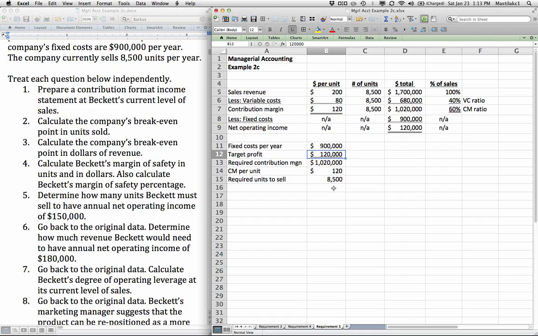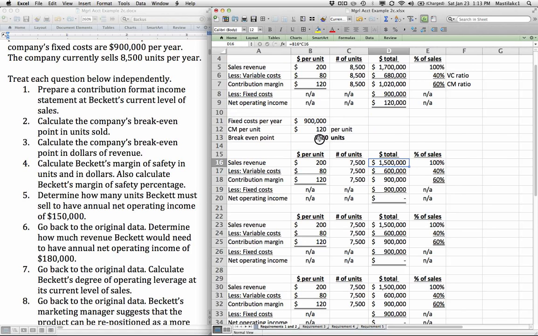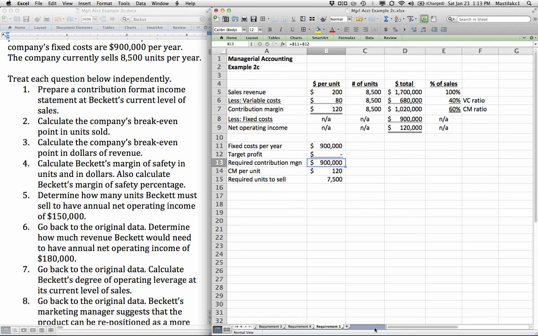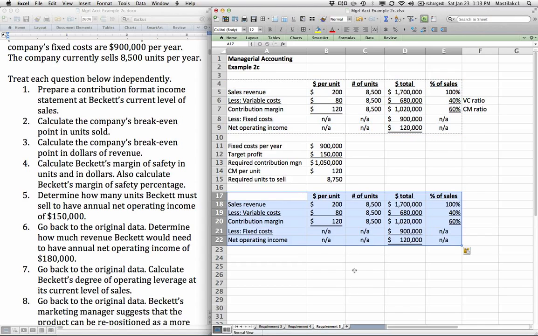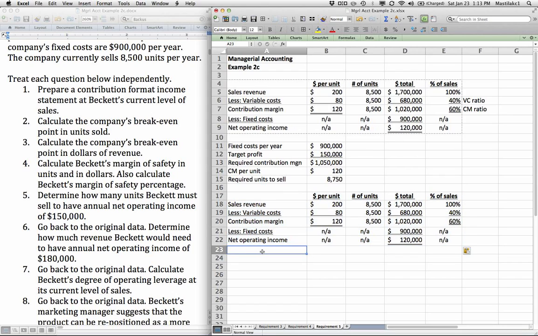We can also confirm our break even. What if we put in a target profit of 0? We get back to our 7,500 units, which is our break even point that we found before. So this works very nicely to help us target any particular level of profit. And we can use the same approaches that we used before, multiple ways to get to the same result. I'll just do one of those. I'm not going to repeat all of those every time.